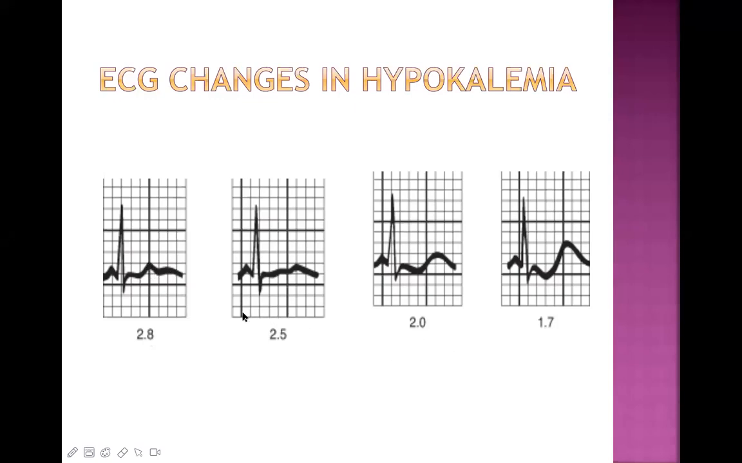But when I move further, when the potassium is 2.5 milliequivalent per liter, now the T wave is already flat. I can only see the U wave. When potassium level is 2 milliequivalent per liter, no T wave, only U wave is seen. And when it is 1.7, a very big U wave is seen. The prominent U wave is seen if it is more than 1 to 2 millimeter, or it is more than 25% of the T wave.